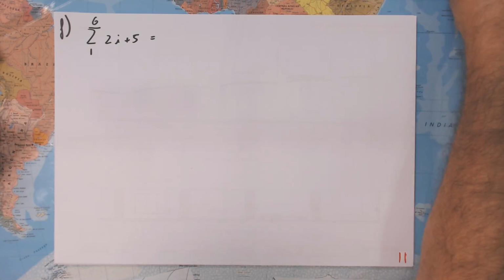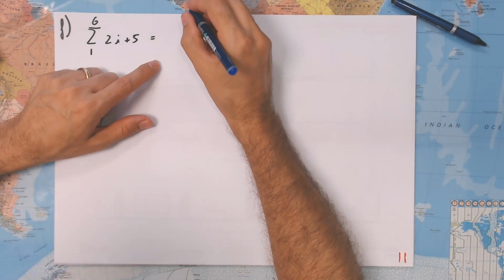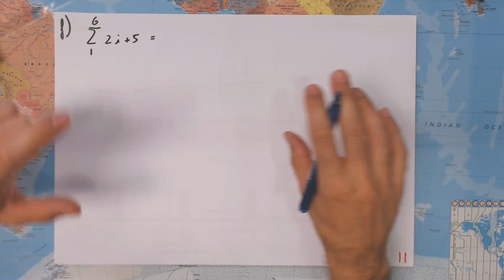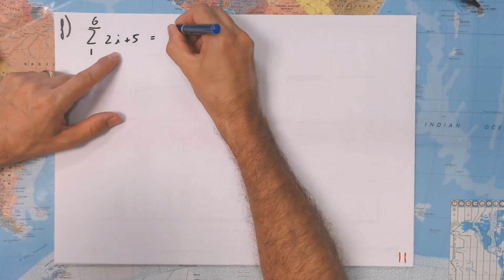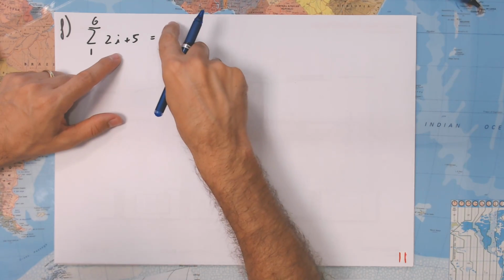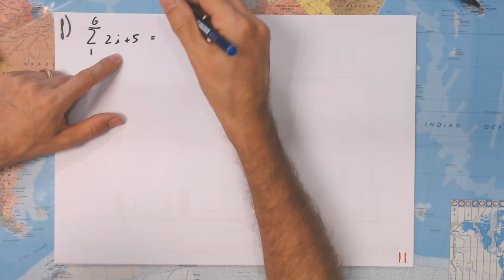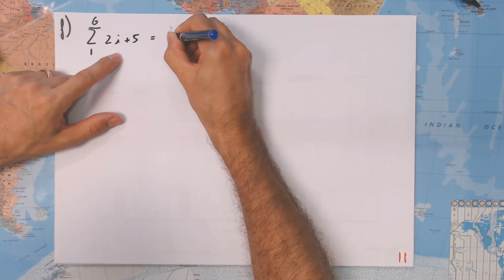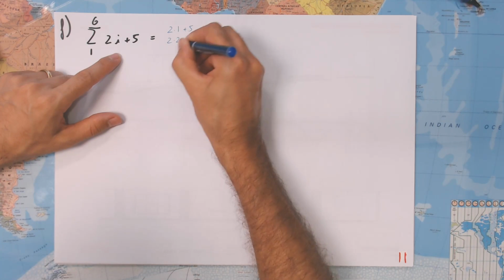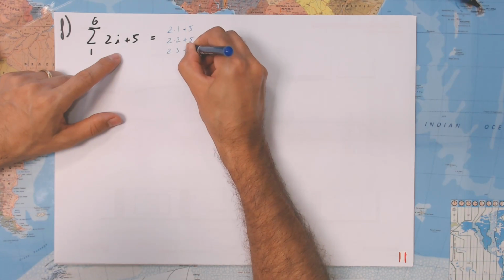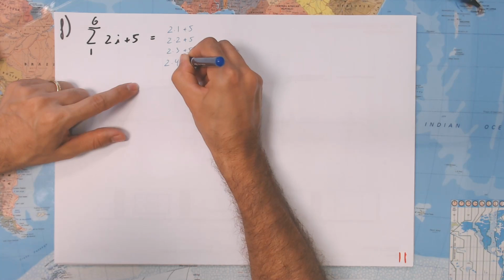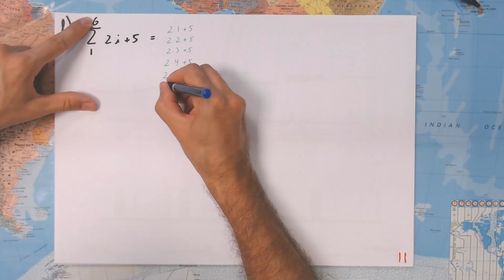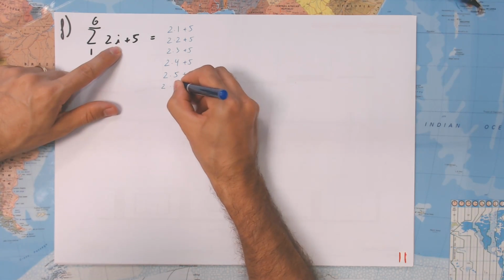Okay, assuming you already did your part, now let's do it this way. I'm going to do it a little bit differently, okay? Because I'm interested in summing up very quickly. So for the terms I'm going to put 1 at each line. So this is going to be what? 2 times 1 plus 5, 2 times 2 plus 5, 2 times 3 plus 5, 2 times 4 plus 5, 2 times 5 plus 5, and the last one, 2 times 6 plus 5.